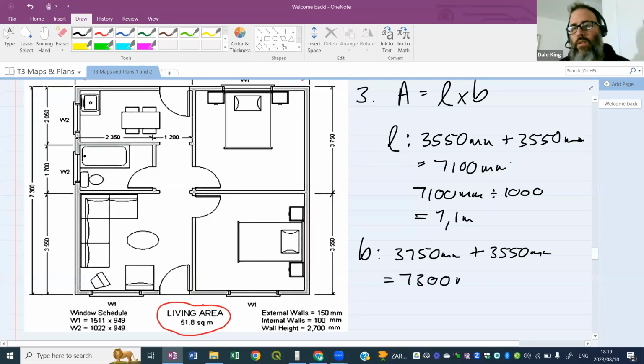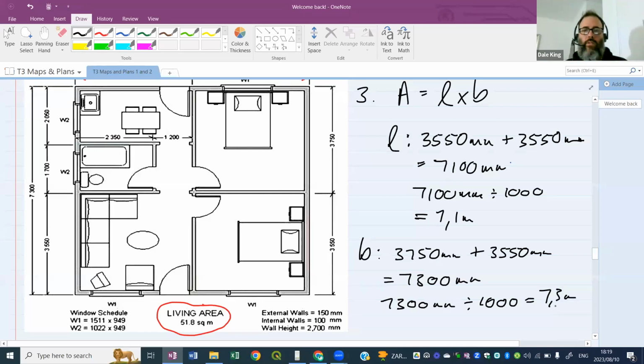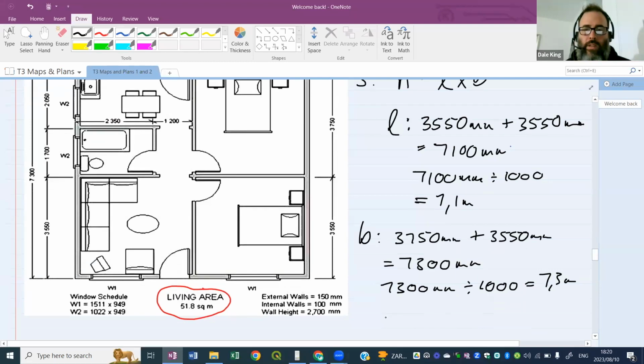Millimeters. And you say we must convert this as well. Yes, divide by 1,000. Then that'll give you 7.3 meters. It gives me 7,3. So I've got a length and a breadth in meters now. What do I do? You multiply them together, because it's length times breadth.